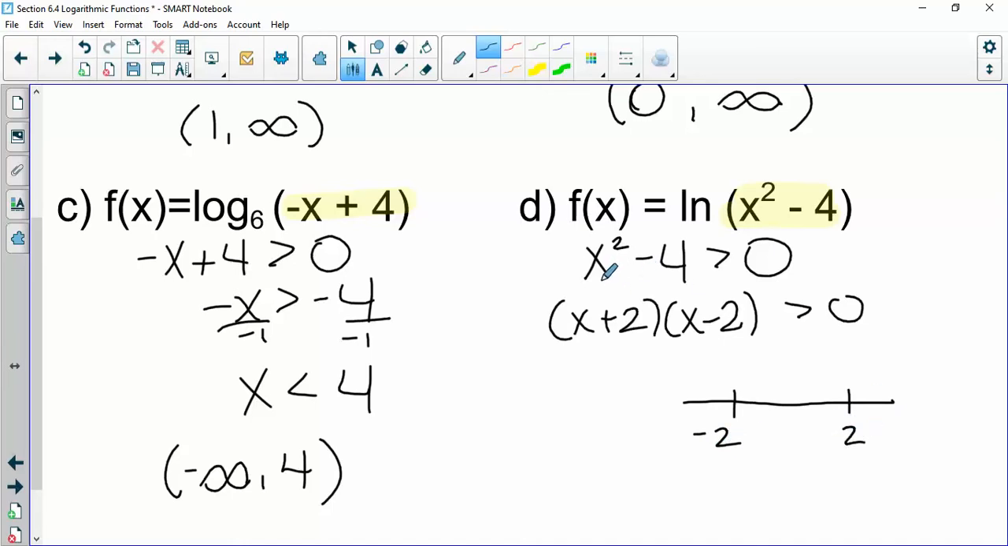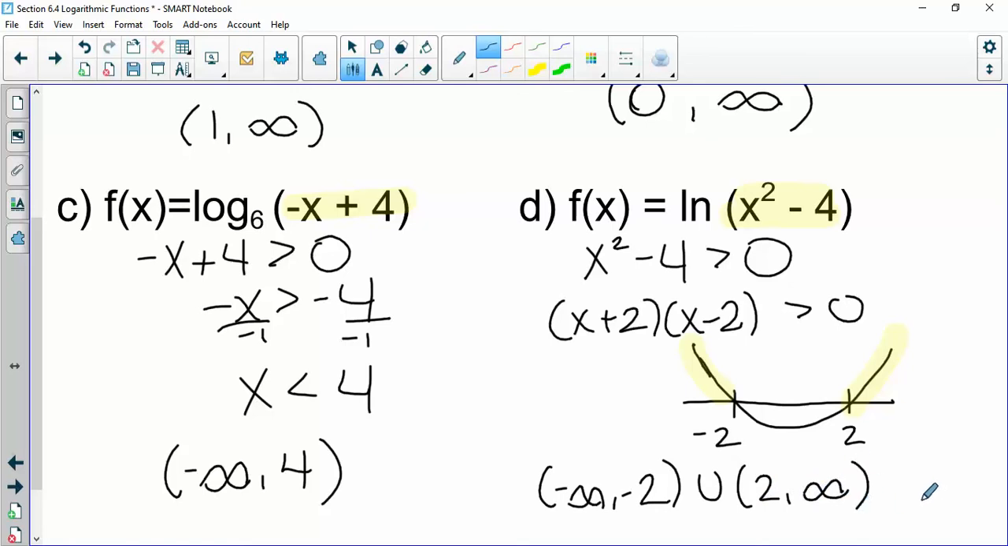Okay, we know x squared is a parabola, right? If it's a positive x squared, then that parabola is opening upwards. So I want to know when it's greater than 0 or above the axis. So you could look at that graph and you could say, well, it's above the axis here and here. So from negative infinity to negative 2 and from 2 to positive infinity. Anything you have questions over or want extra practice on?